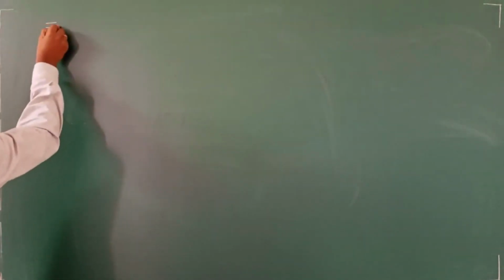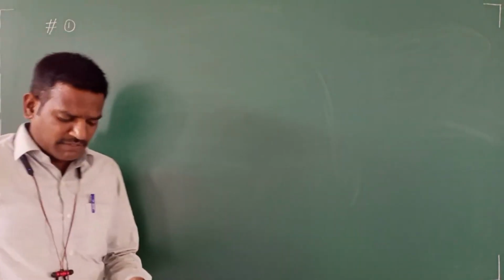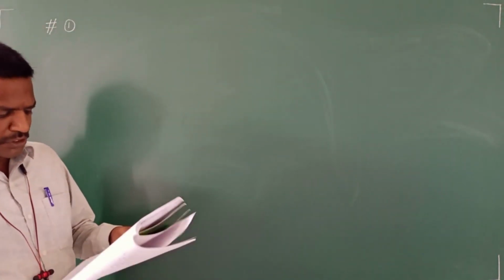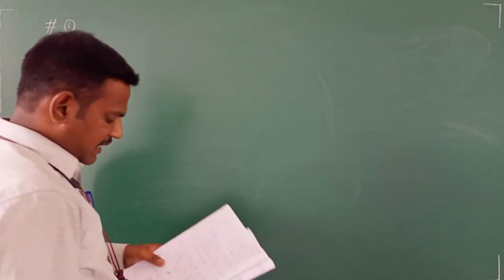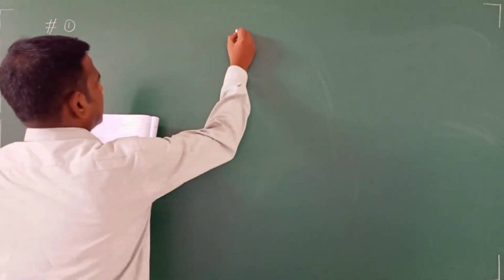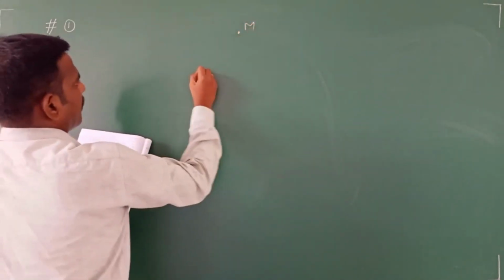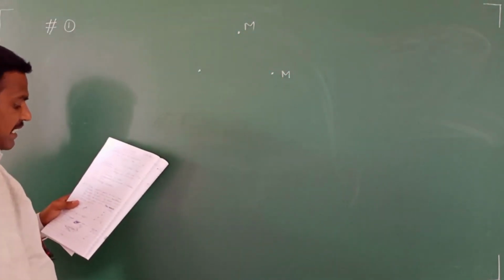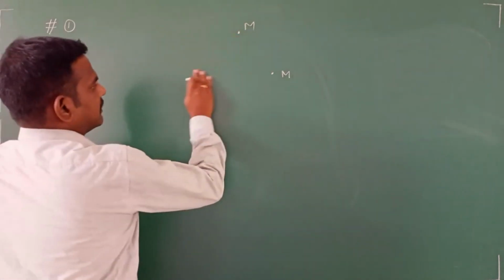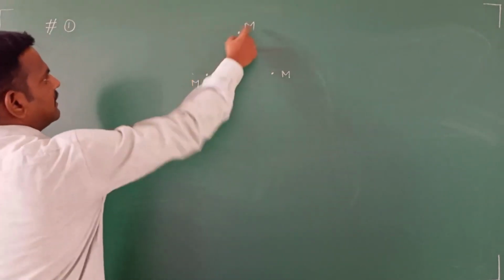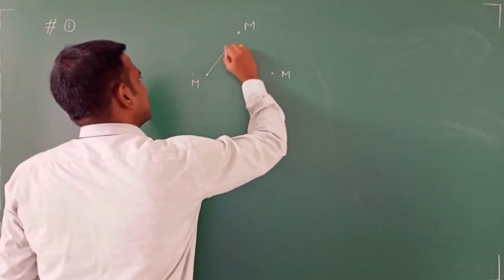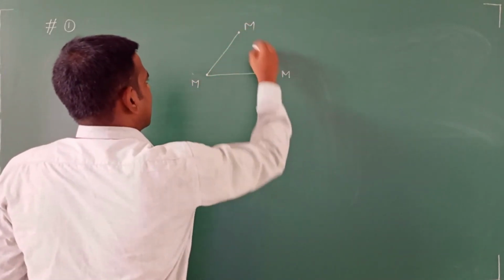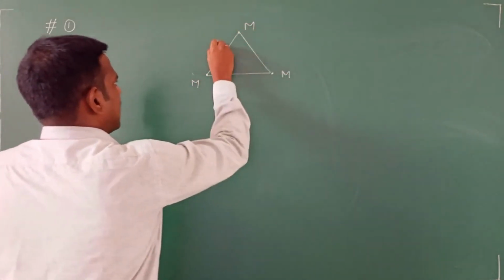The problem number 1. I will first read the problem, and then I will explain the concept with the help of a diagram. The question goes like this: three identical bodies of mass capital M are located at the vertices of an equilateral triangle of side L. These three point-sized masses are located at the vertices of one equilateral triangle.